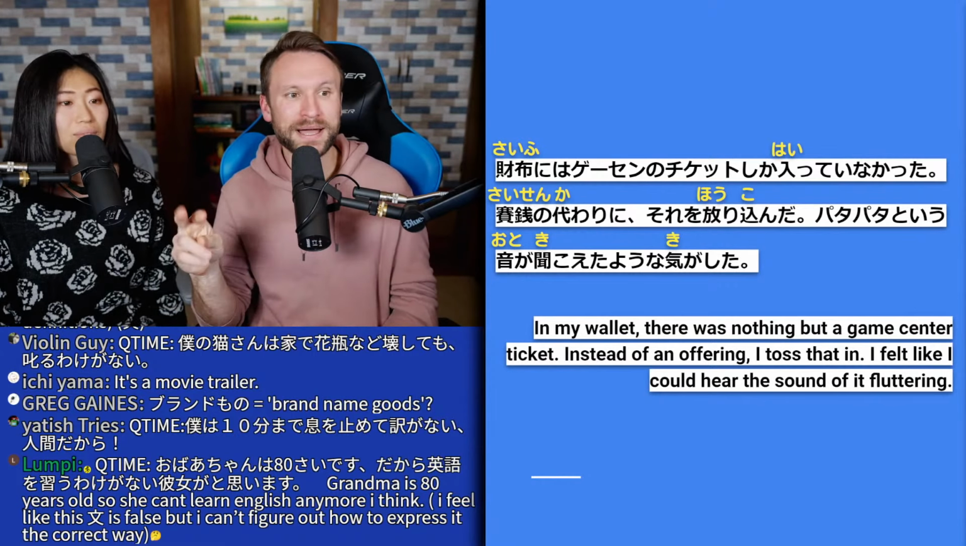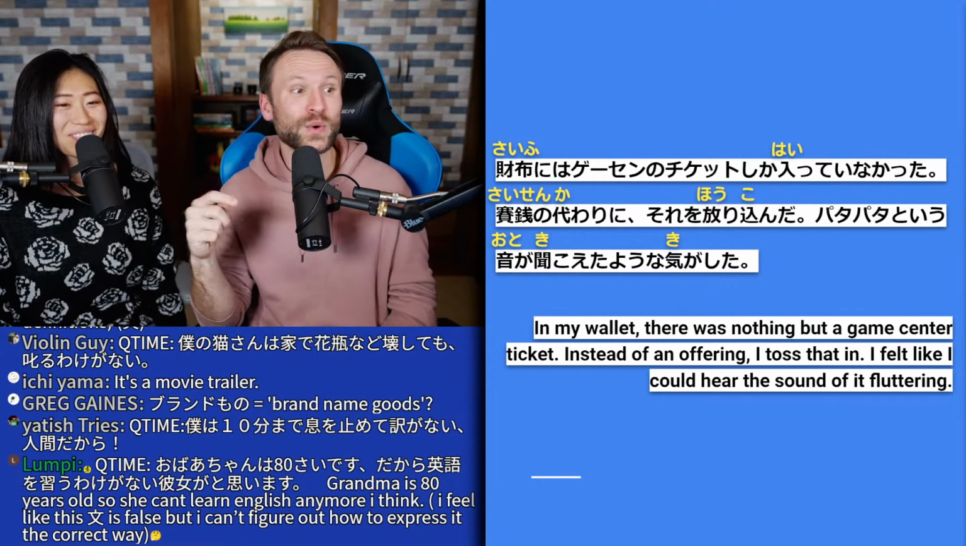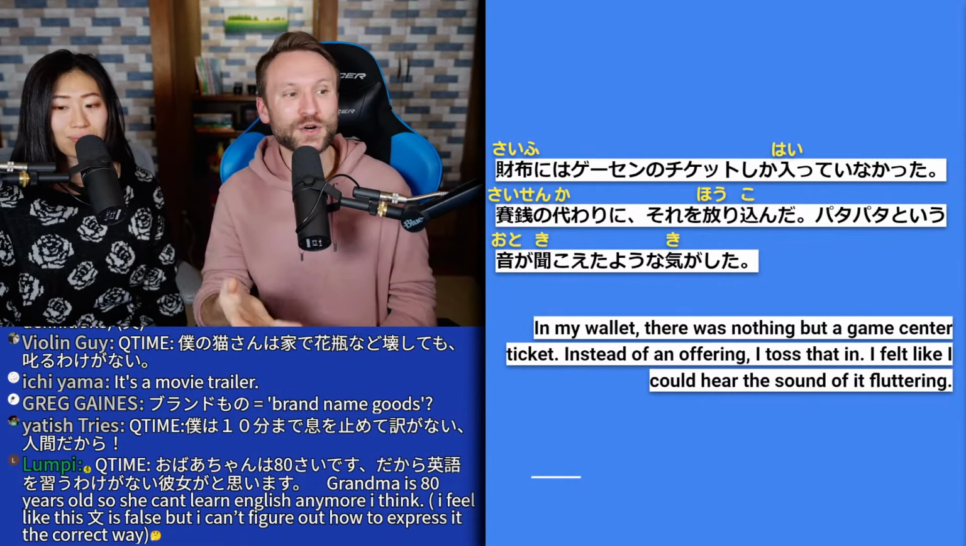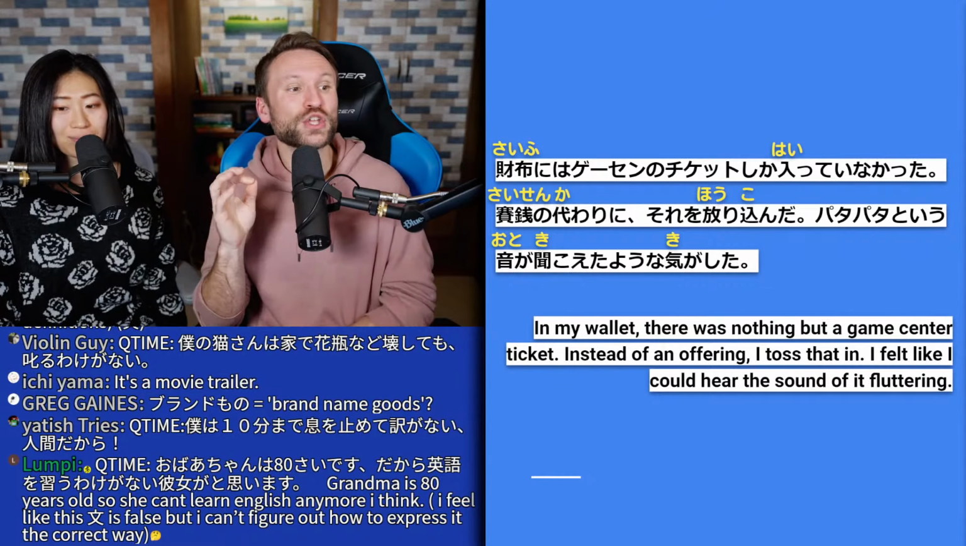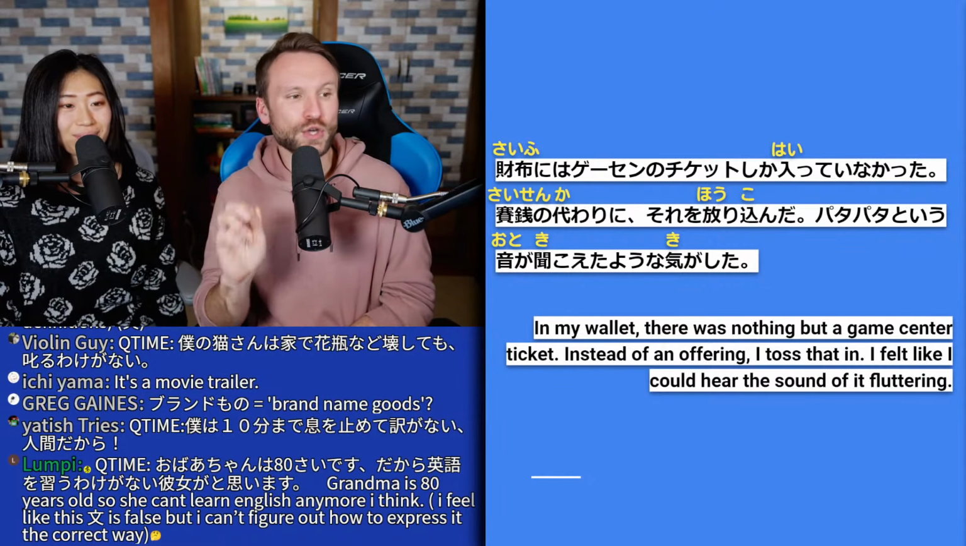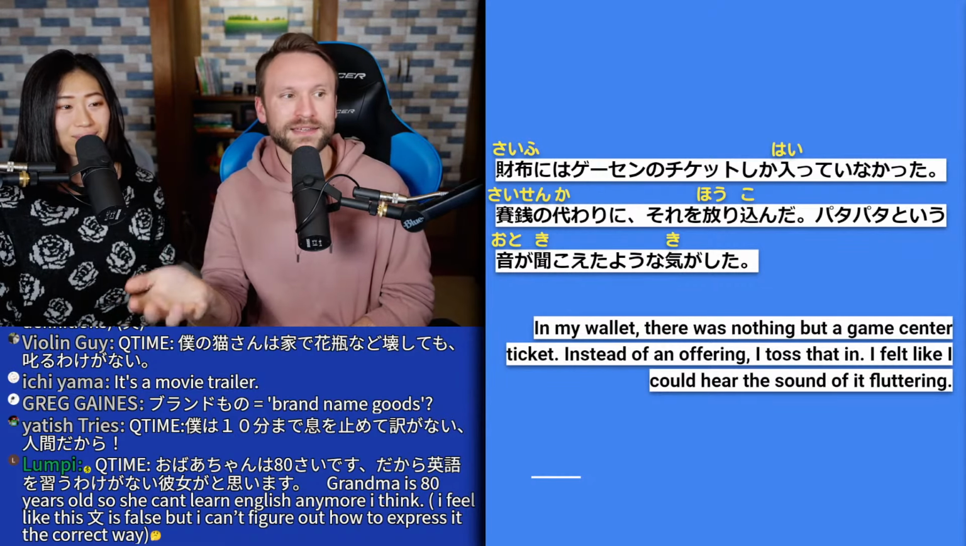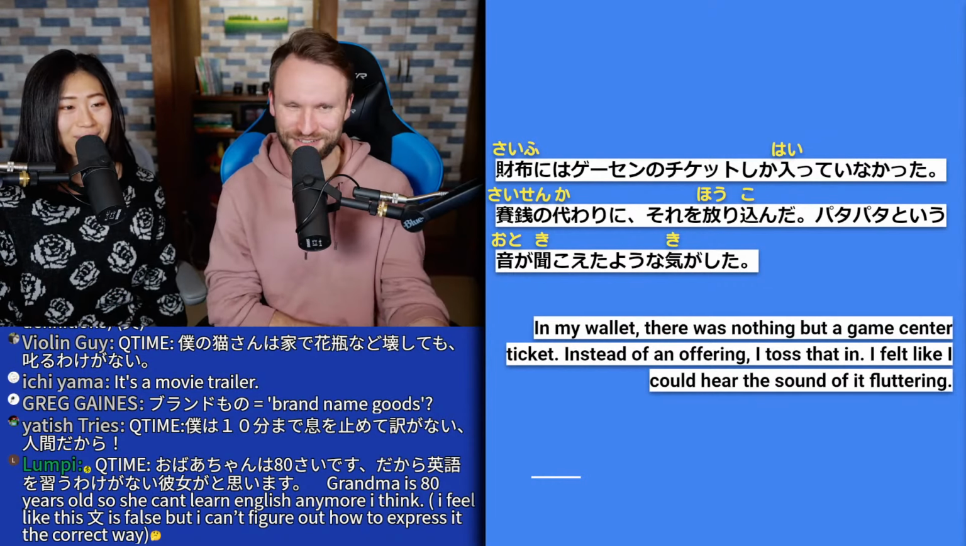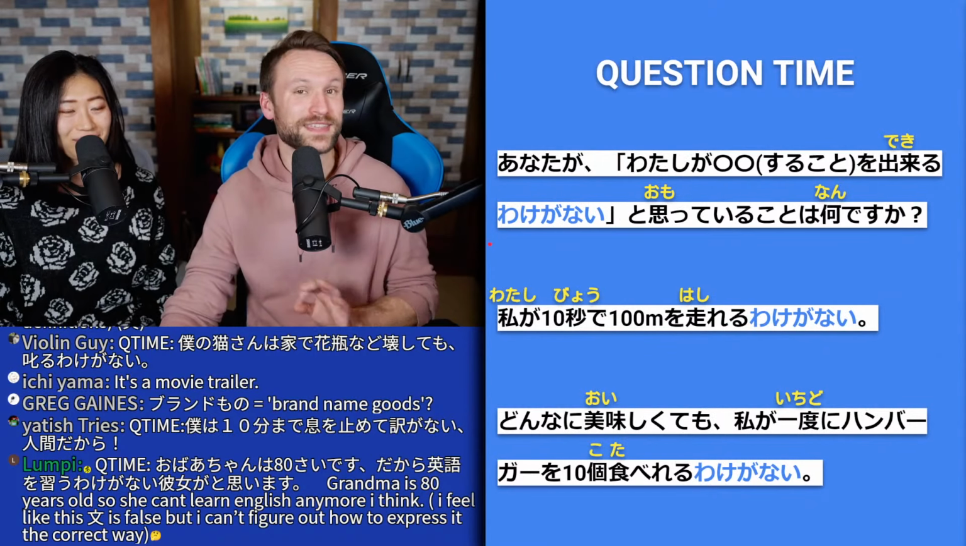I toss it in. パタパタ, fluttering という音. So the sound which was fluttering という音が subject 聞こえた. So I was able to hear, or it was audible. ような気がした. I felt like it was audible, the sound パタパタ, the sound of fluttering. And that's the end of it for this section.